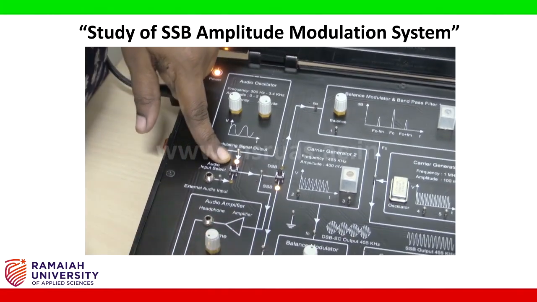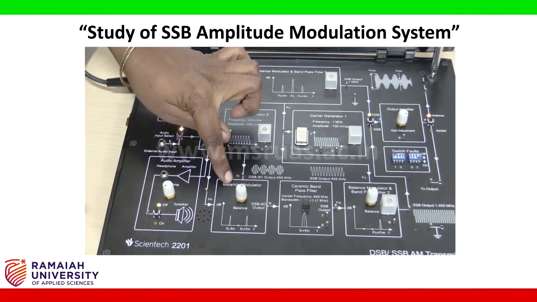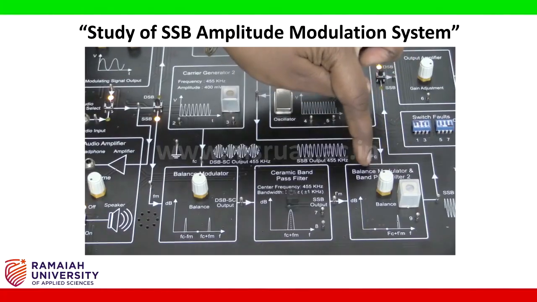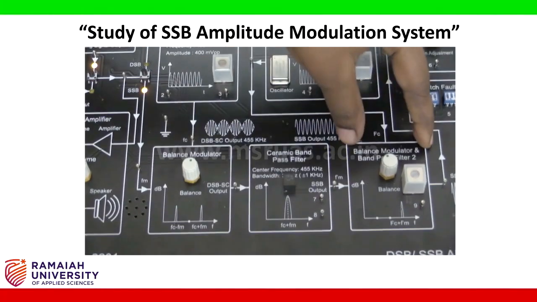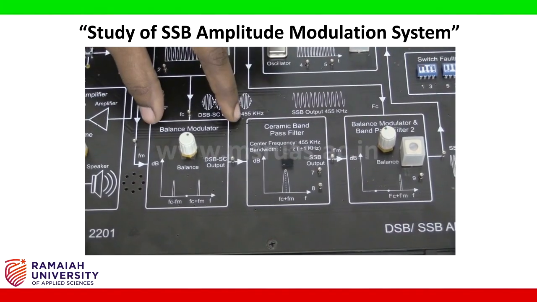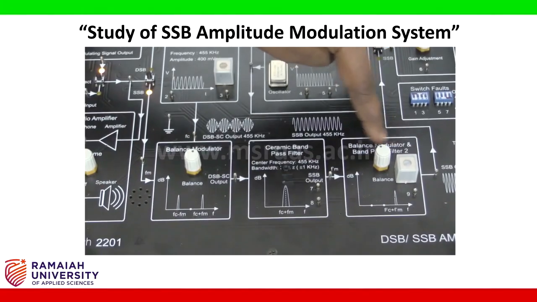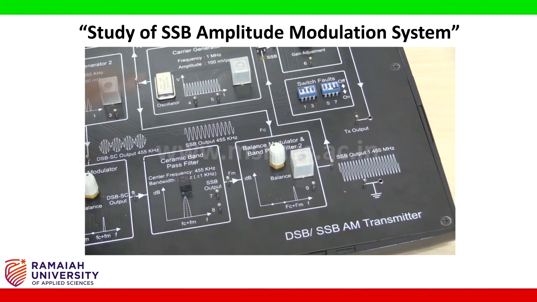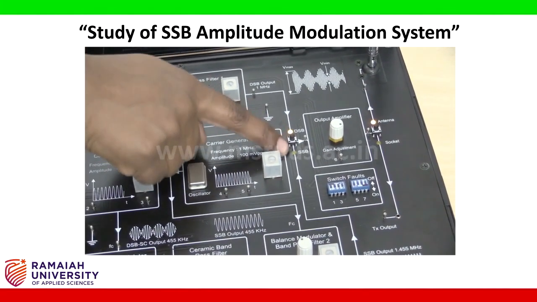Now the signal enters this path wherein we have three blocks: balance modulator, band pass filter, balance modulator and band pass filter. So this is one stage and this is second stage. Balance modulator and band pass filter, this is stage 1 and this is the same thing but stage 2. So here we will have the SSB output, and from here the SSB output should be selected properly.